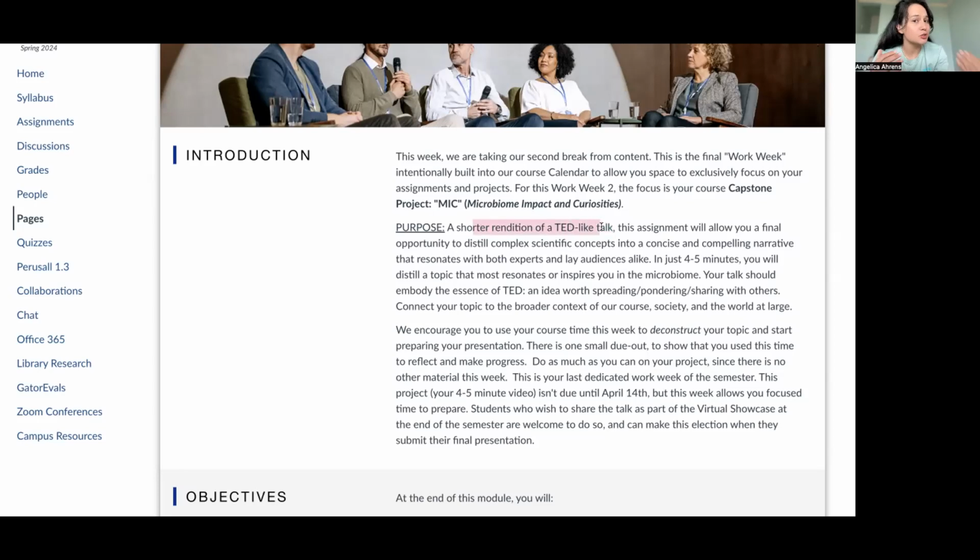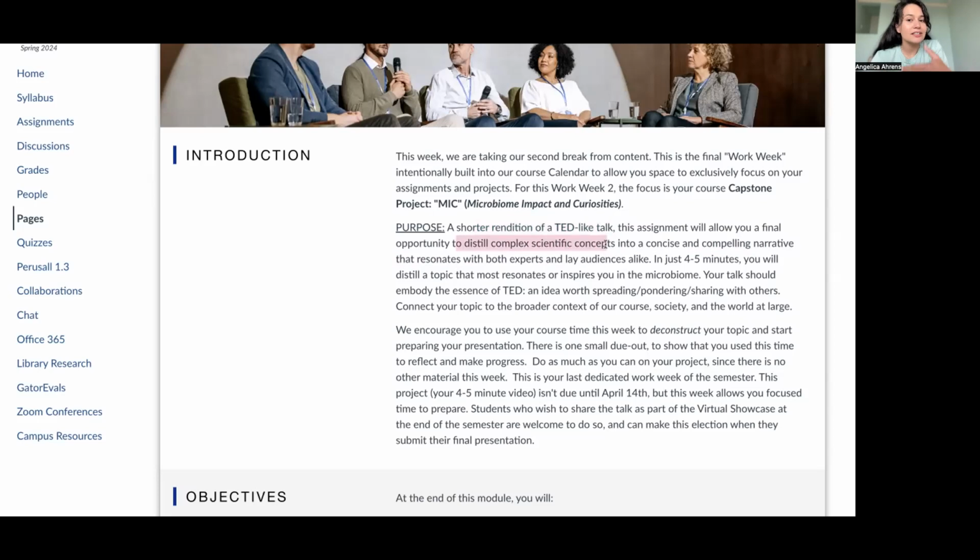And this should be a much shorter rendition. We're not looking for 18 minutes. In fact, we're only looking for 3 to 5 minutes for your entire talk. Now, that sounds like a simple task, but keeping something that concise really requires a lot of prep work on your end. That's why we gave you an entire week to do nothing but focus on your capstone. So hopefully, as we're rounding out the course, you feel like in the next few days, it's very doable to finish this 3 to 5 minute video and have something that you're proud of.